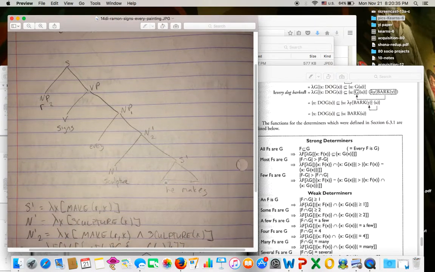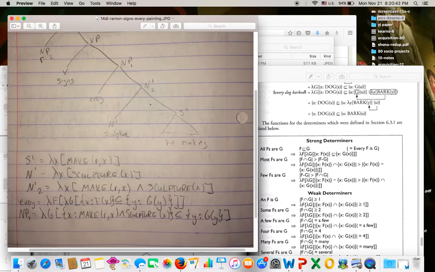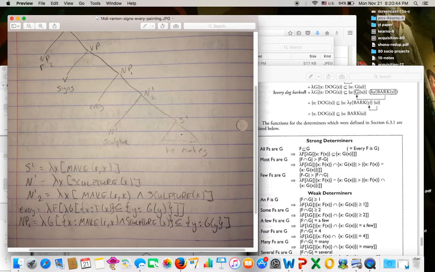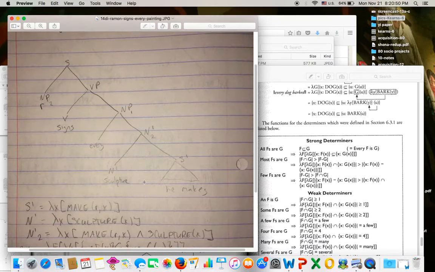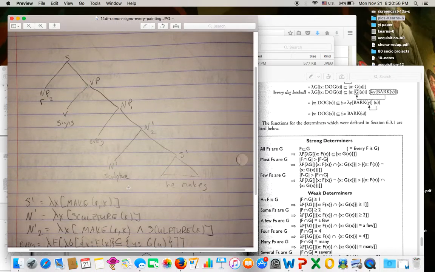I haven't shown the object undergoing quantifier raising at this point. So I have the S bar that he makes as a lambda x, right? This I hope is familiar. And then this is lambda x make R x.